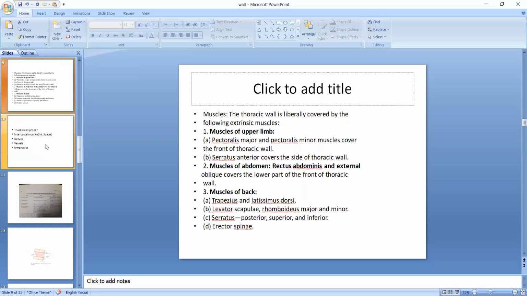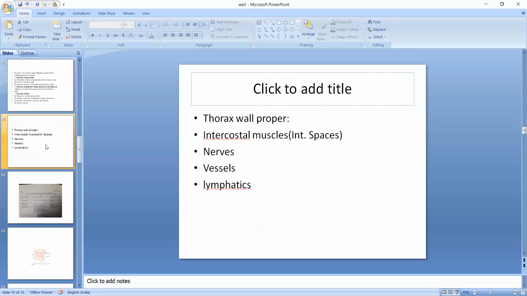The thoracic wall is liberally covered by the following extrinsic muscles. Muscles of the upper limb, pectoralis major and pectoralis minor, and serratus anterior cover the side of the thoracic wall. Muscles of the abdomen, rectus abdominis and external oblique, cover the lower part of the front of the thoracic wall. And muscles of the back: trapezius, latissimus dorsi, levator scapulae, rhomboideus major and minor, serratus posterior superior and inferior, and erector spinae. So these are all the muscles that cover the thoracic wall.